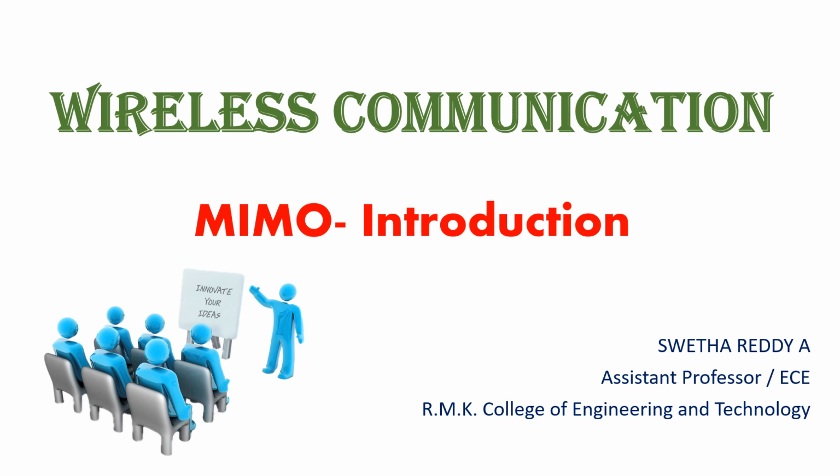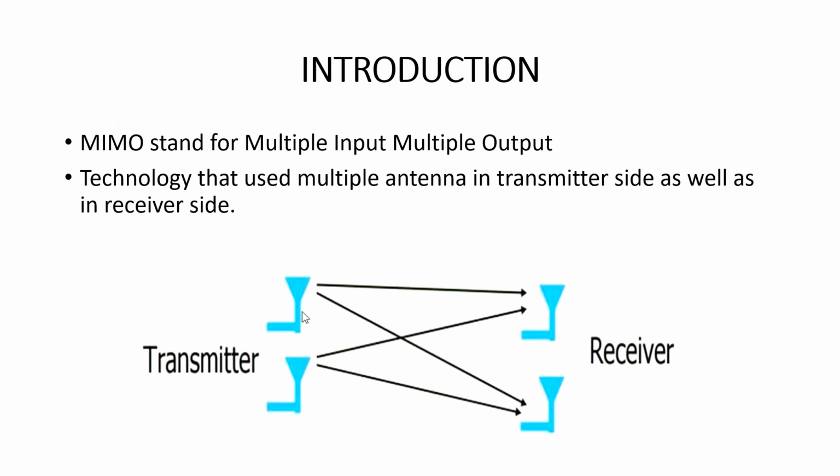So today in this video of wireless communication, we are going to see a topic called MIMO, that is multiple input, multiple output. So let us get into the topic. As I said earlier, MIMO stands for multiple input, multiple output. In order to improve the radio link performance, instead of using a single antenna at the transmitter side and at the receiver side, we can replicate the single antenna by more than one antenna. That is the concept behind MIMO.